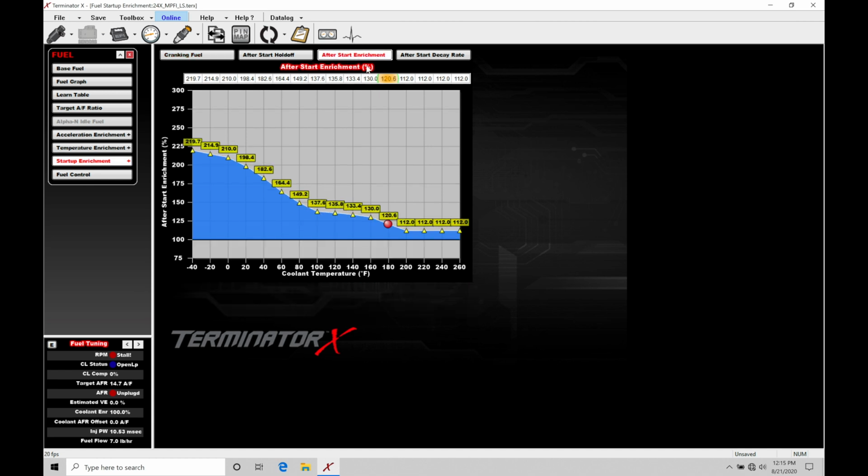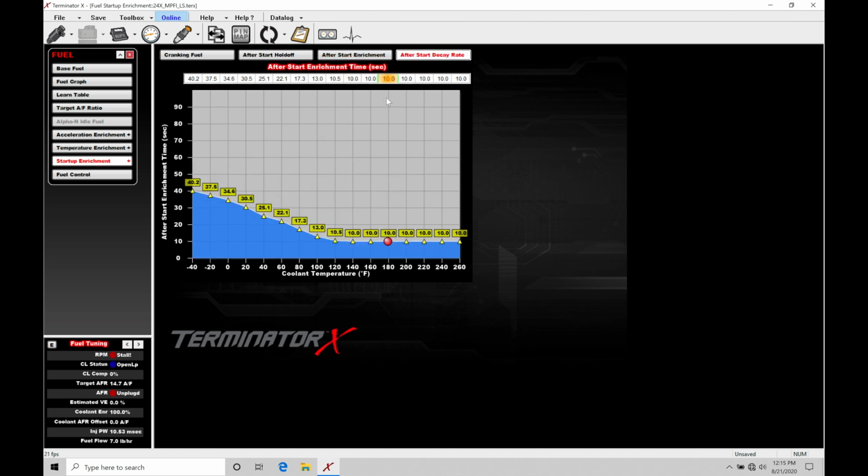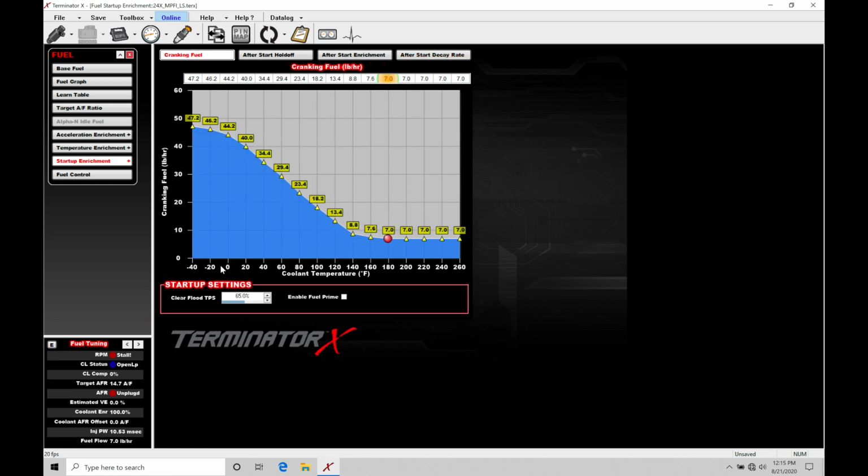So afterstart enrichment is used to stabilize the engine combustion when the engine fires off. We taper it out over a certain period of time. Now we're going to notice a trend between our cranking fuel and our afterstart fuel. If we jump back into our cranking fuel, notice that it's based on our lower axis of coolant temperature. So we have different amounts of fuel. This is our cranking fuel that we specify right here. Different amounts of cranking fuel based on different coolant temperatures the engine's going to be operating at.